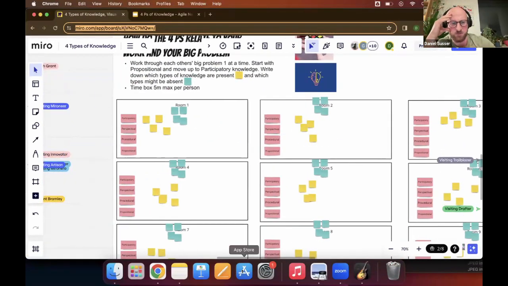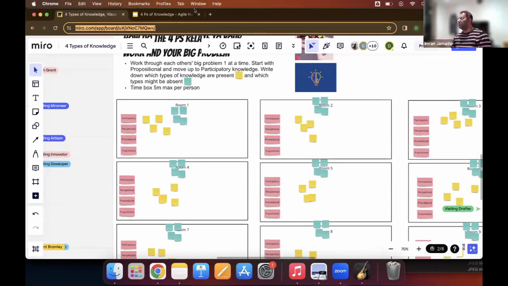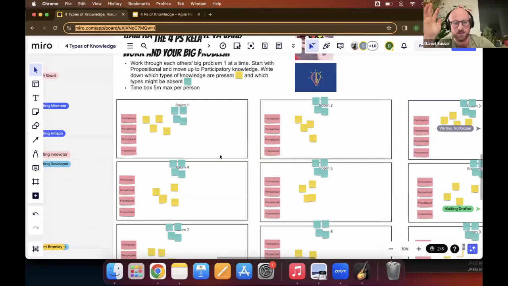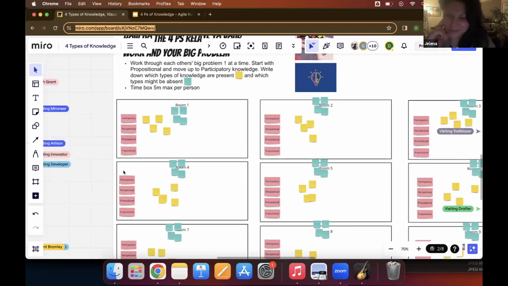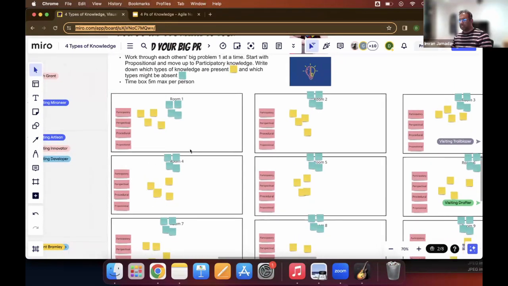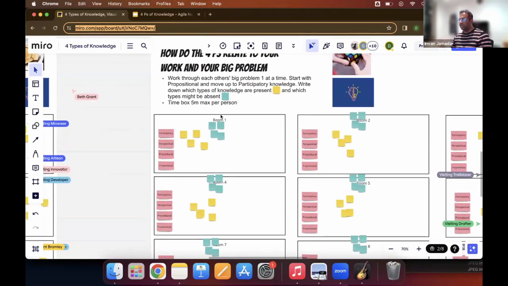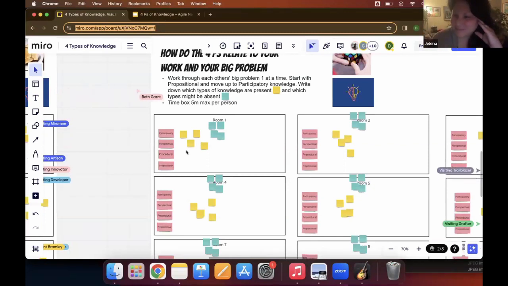Do we have a different number of people to how many we had before? Yeah, we had 24, now we have 20. Brilliant. So let's do 5 rooms there. Let's just work with what we have. It's okay, we're going to find a way. Let's be curious. It's an experiment. Let's see what we get.